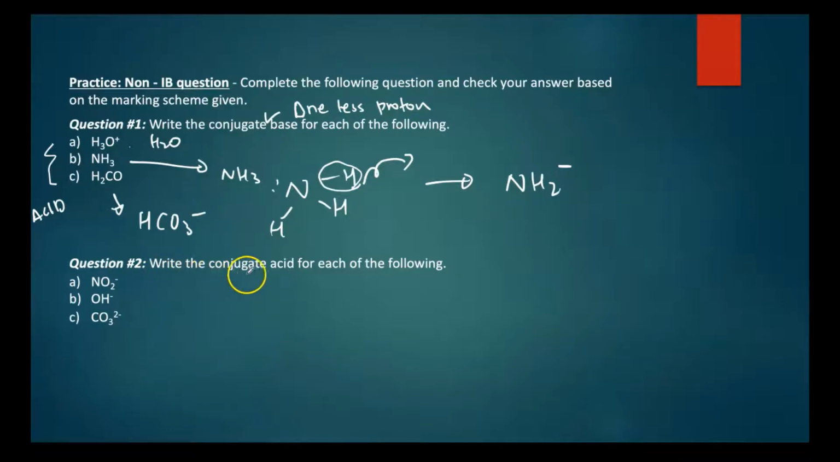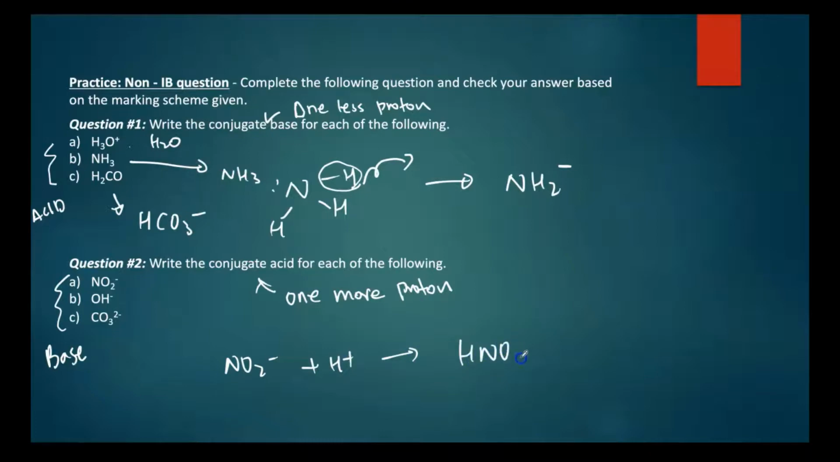Question number 2, we have to write the conjugate acid for each of the following. That means these are our bases. Conjugate acid means it has one more proton, only one more proton. So NO2 minus will gain a proton and become HNO2, because the proton is going to stay stuck to the lone pair left over. Same thing with OH minus: it is going to combine with the hydrogen ion, or proton, so it will become water, H2O.